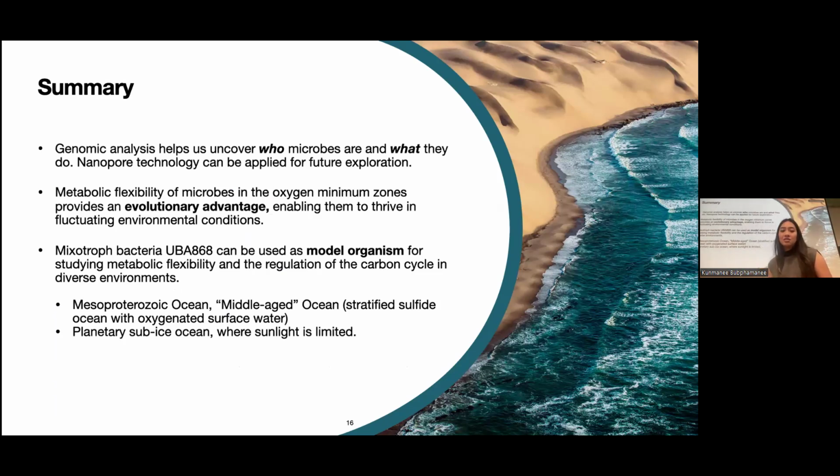It gives them an evolutionary advantage that allows them to thrive in difficult environments. And that is very important for us to think about life on other planets or in extreme environments. And these mixotrophic bacteria, UBA 868, can be used as a model organism to study metabolic flexibility and the regulation of the carbon cycle in diverse environments. And Bob has microbes in his freezer, so everyone is welcome to use them, I guess.